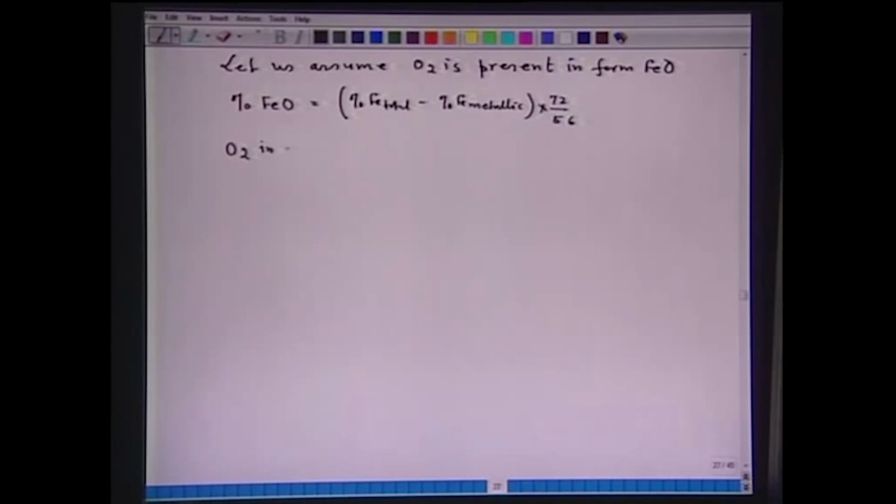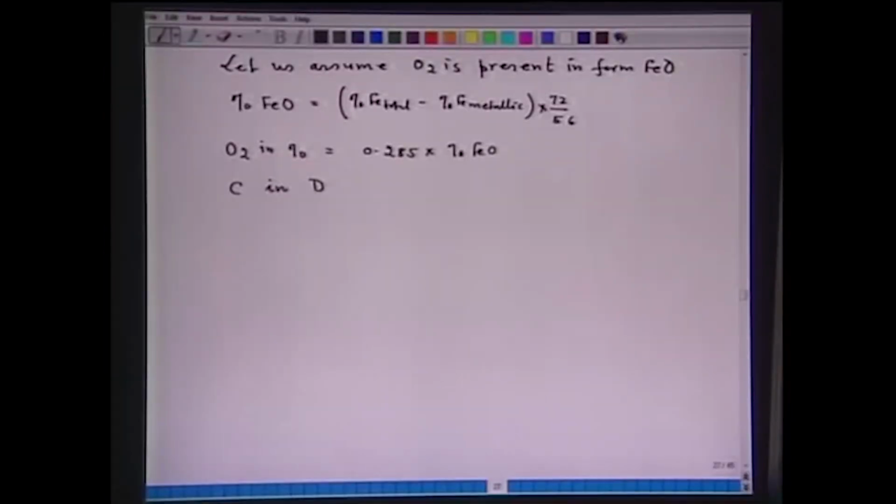in percent will be equal to 0.285 into percent FeO, because 16 kg oxygen is present in 72 kg of FeO. From that you can get oxygen percent is equal to this. Now, this is the oxygen present in the form of FeO.